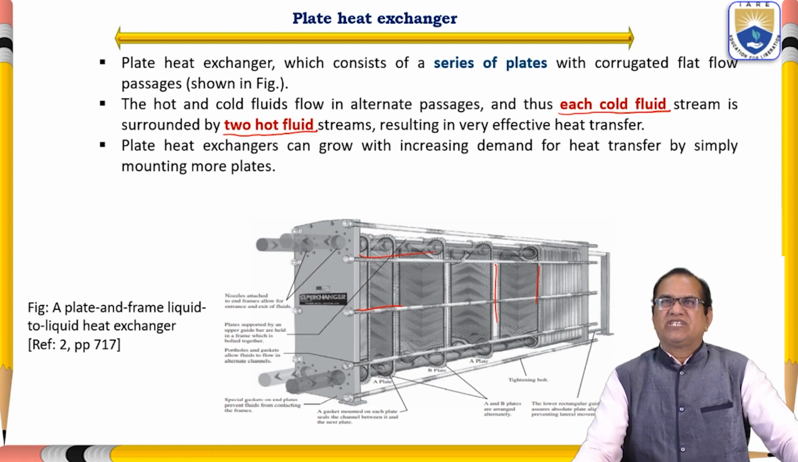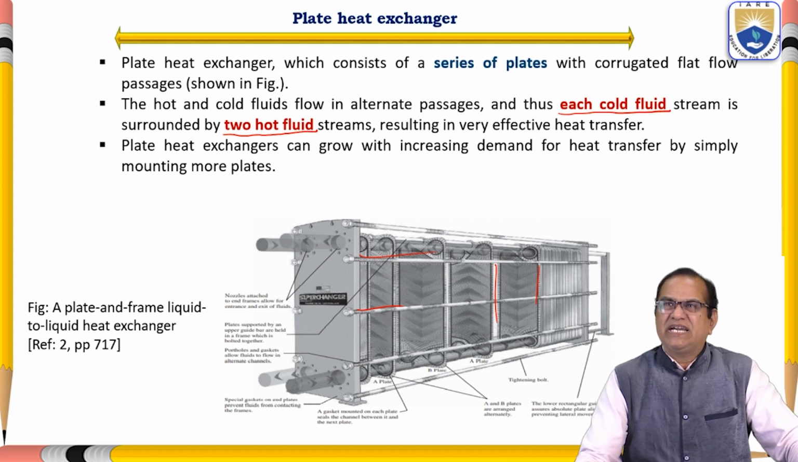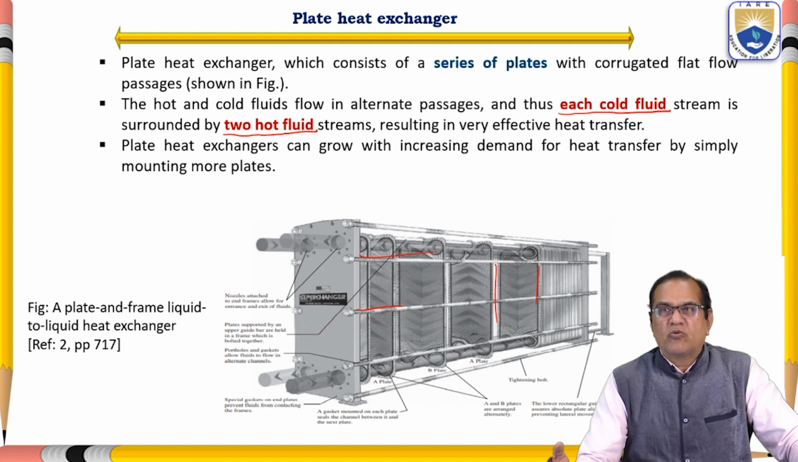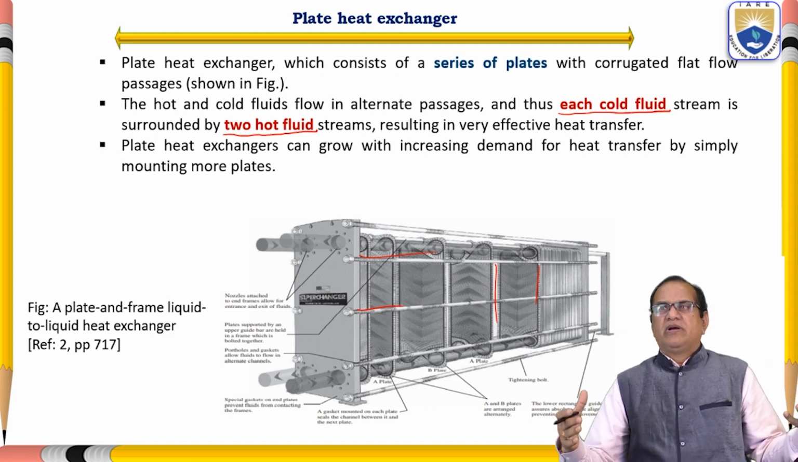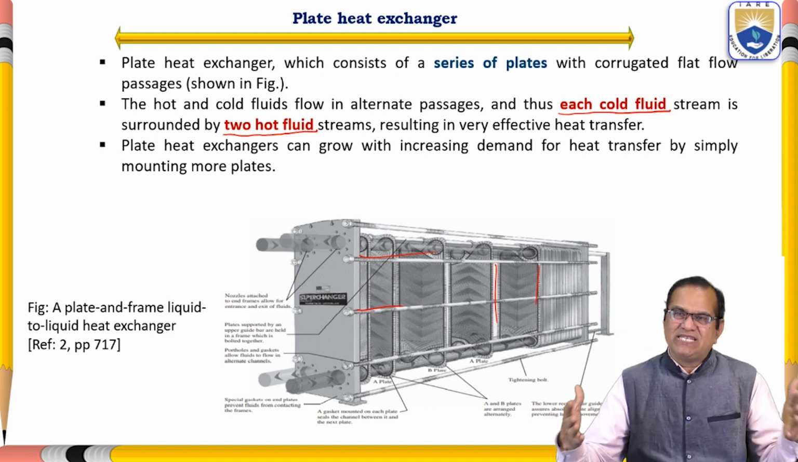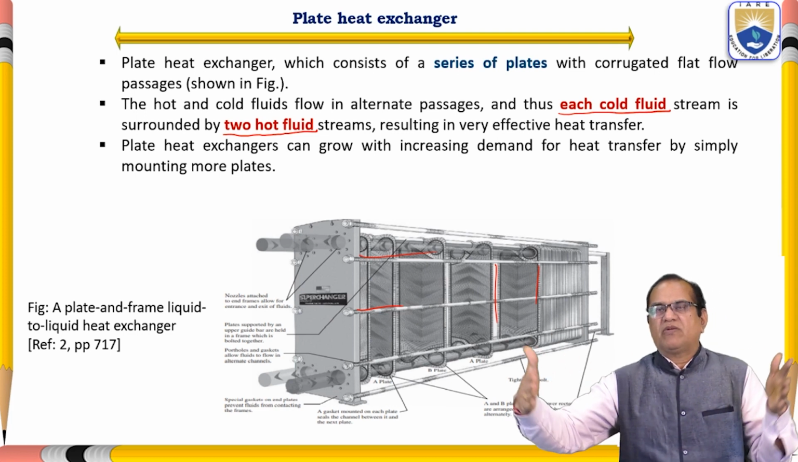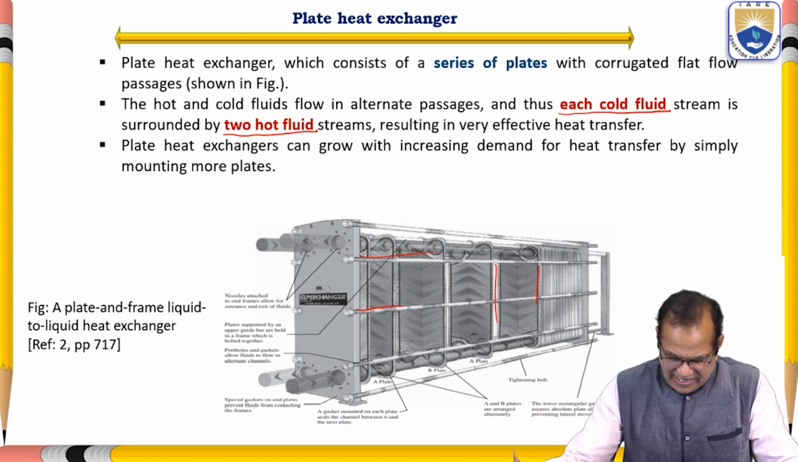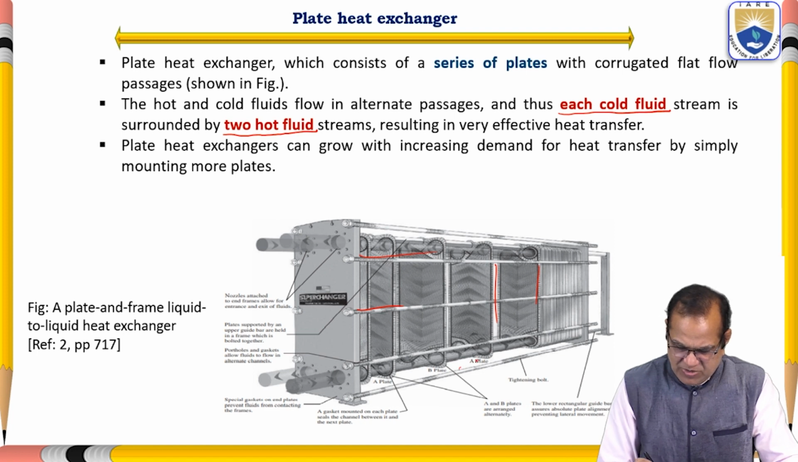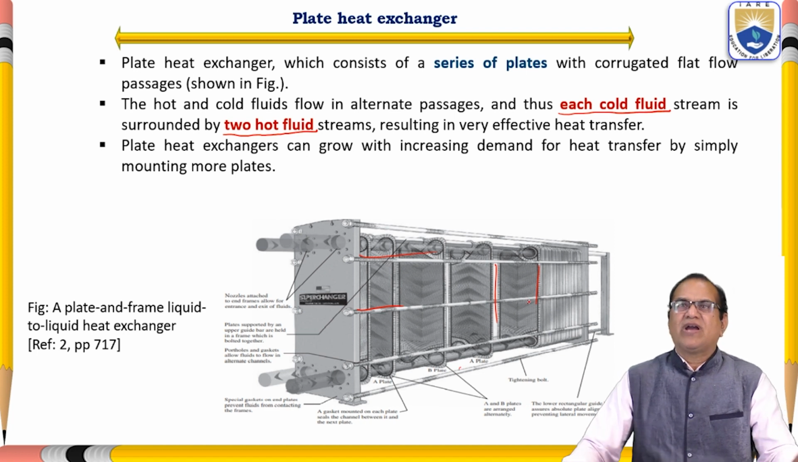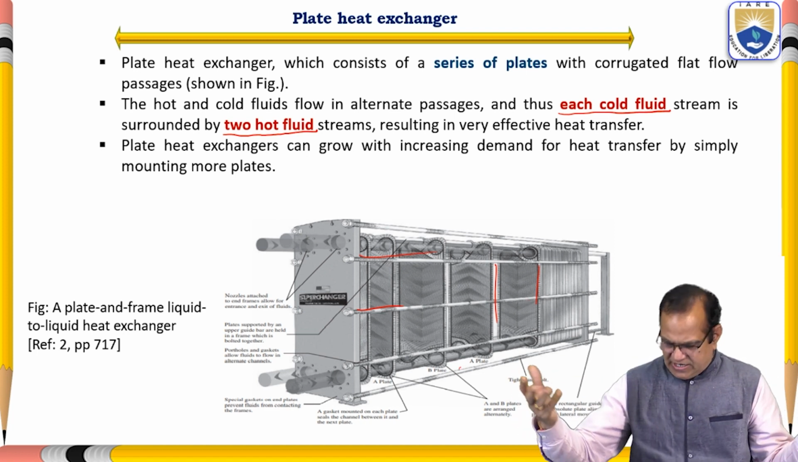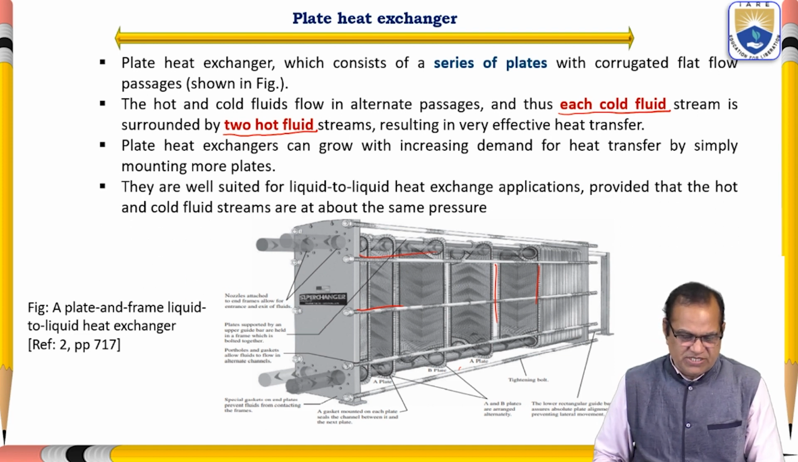Plate heat exchangers can grow with increasing demand for heat transfer by simply mounting more plates. So if you need more effectiveness or a bigger size, you just add plates one by one, and you will get that. Here you can see A, B, C, D. Accordingly, you can increase the size and you will get the effectiveness.